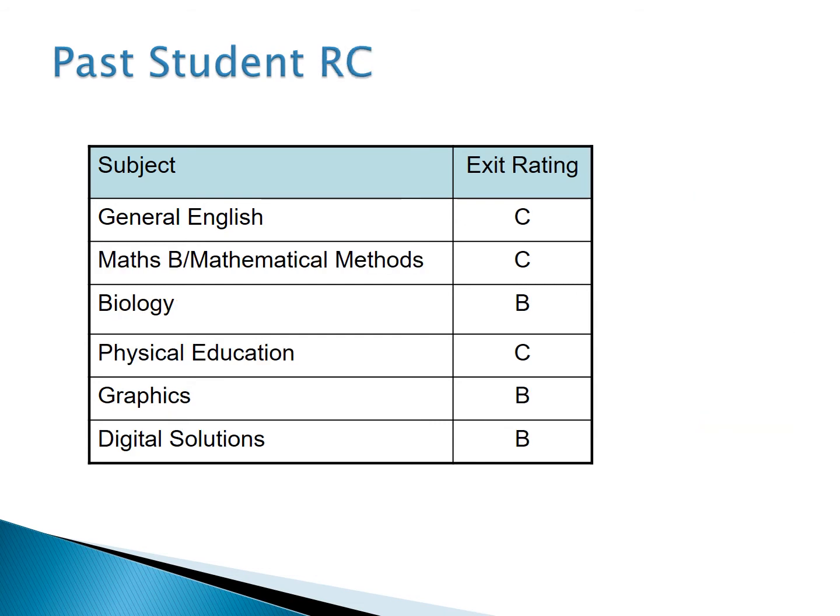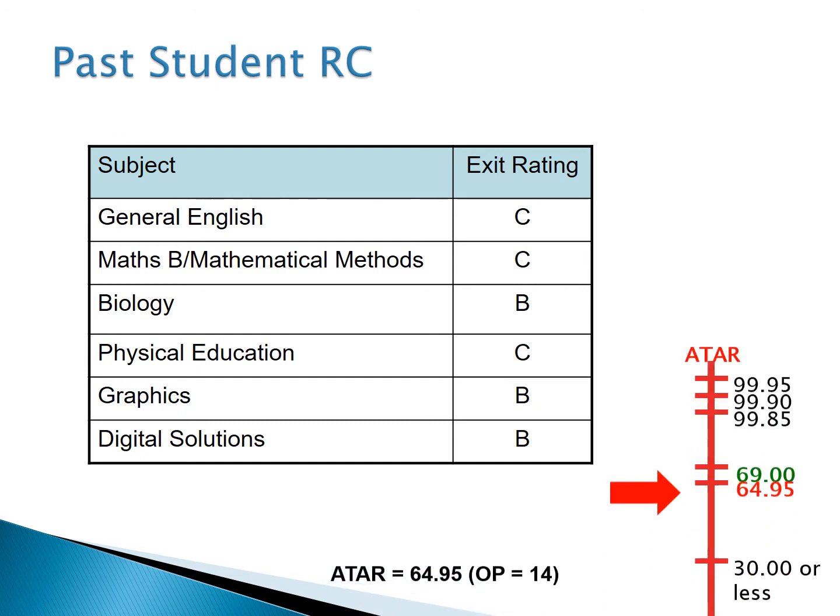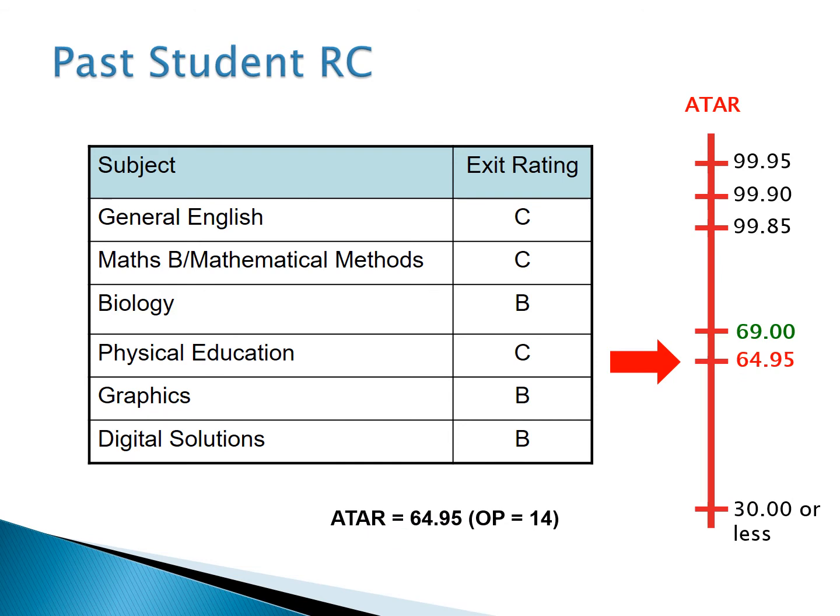Here's another student. Now this time we have a mixture of results. We have 3 C's and 3 B's. So again, this past student got an OP of 14, so that ATAR would have been 64.95. Now we are getting closer to that 69, but look at those grades. Doesn't it make you wonder what grade you might need to get that 69 or better?